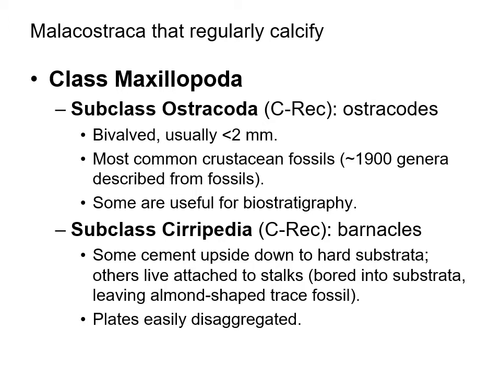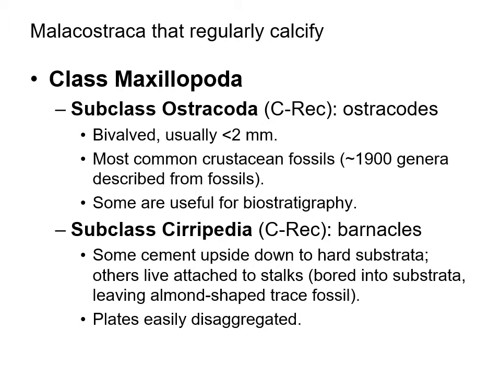Ones that regularly calcify include Malacostraca. So these are ostracods. Ostracods are a type of Malacostracan crustacean. They are bivalved, similar to the Branchiopods we just looked at. Most common crustacean fossil, 1900 genera described just from fossils. And some of these are actually useful for biostratigraphy.